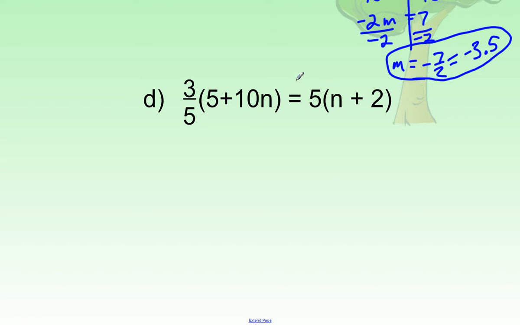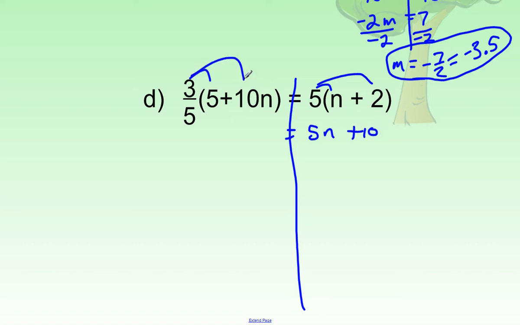So here we go. Separate your two sides. I can distribute here, so let's do that. I'll just start with the easier side. So we got 5n, and 5 times 2 is 10. And I can distribute here.